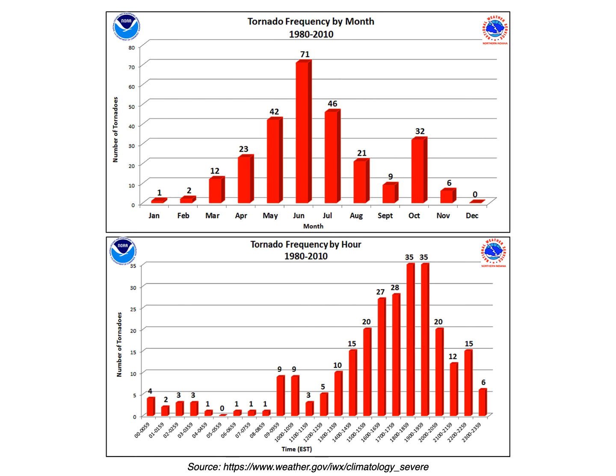Tornado frequency by hour. So you can see that they really pick up after about 2 o'clock and reach the maximum number of tornadoes by hour between 6 o'clock and 8 o'clock at night.